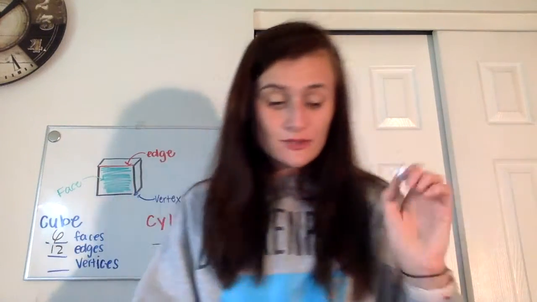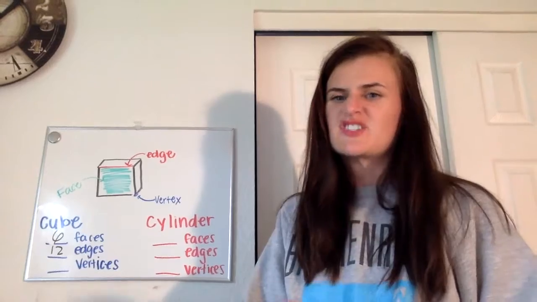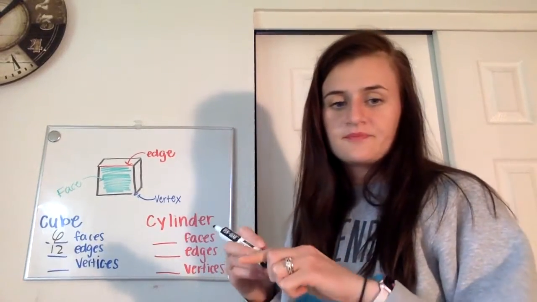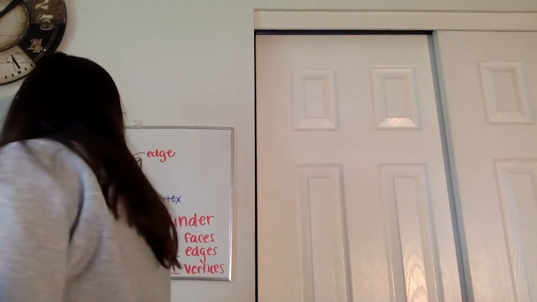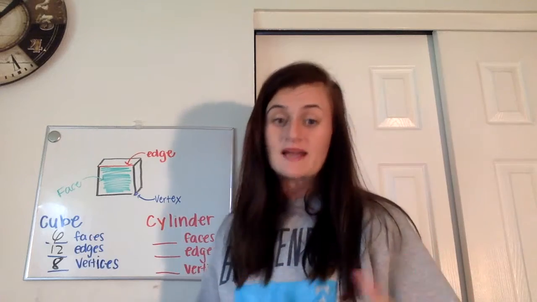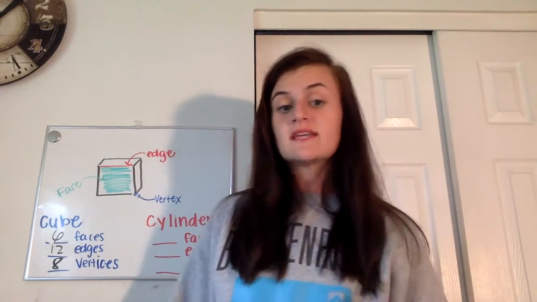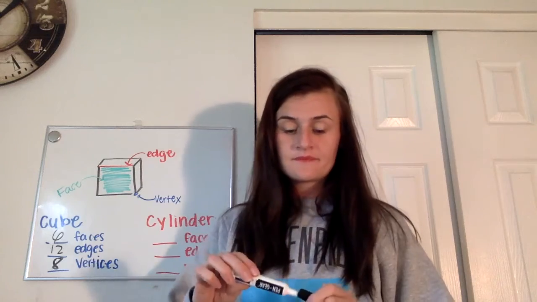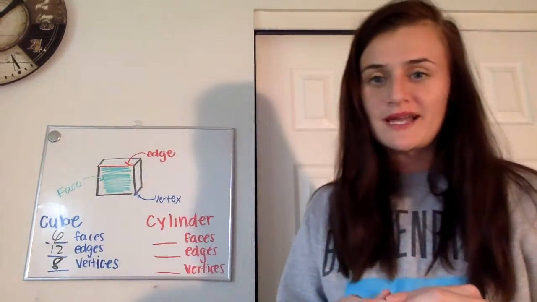Now I know the cube can be pretty tricky. I'll give you that because there's a lot of faces and edges and vertices. Well, let me give you a little hint. If you know how many of all the attributes a cube has, so it has 6 faces, 12 edges, 8 vertices, think about a rectangular prism. That's just a cube stretched out. So it's going to be the same amount of faces, edges, and vertices. So that should help you out a little bit with the other shapes that you're going to be counting today.